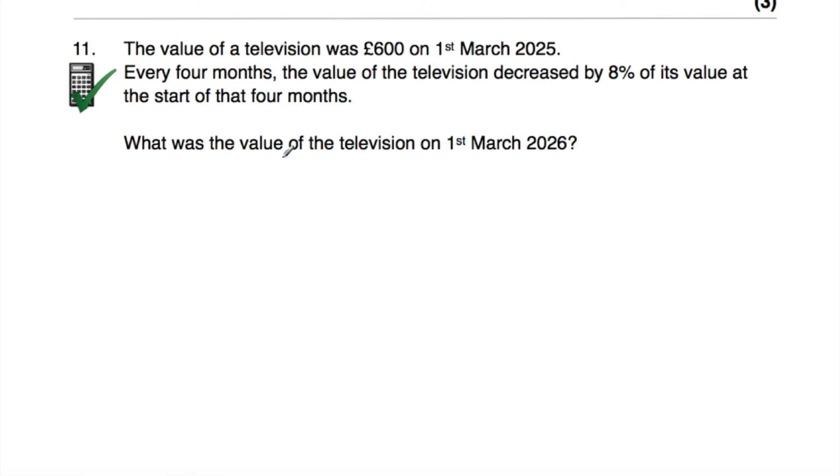And we've been asked to work out the value of the television on the 1st of March 2026. So that's 1 year later. Let's write down our formula. We've got initial, which is 600, multiplied by the multiplier. Well, it's decreasing by 8%. So if you want to decrease something by 8%, you multiply by 0.92 because you're left with 92%. And then to the power of time.